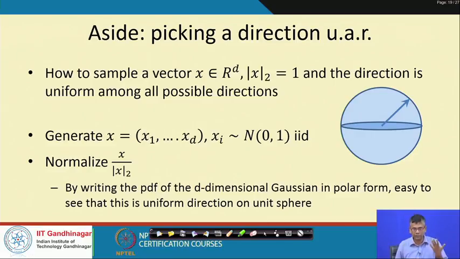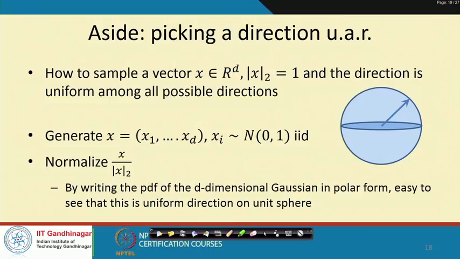So, before we go there, and that is what we will do in next class, let us just do a little bit of an aside for a minute about how to pick a vector, how to pick a direction uniformly at random, right, because that is not entirely clear. I told you that you sample v as a uniform random direction in space, but how do we do this, right? And it is a very clever trick. So, that is why we want to see this.